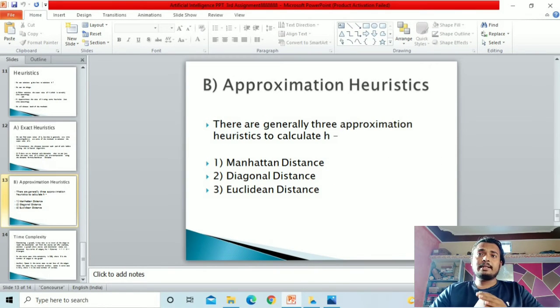Approximation heuristics are of three types: Manhattan distance, diagonal distance, or Euclidean distance.